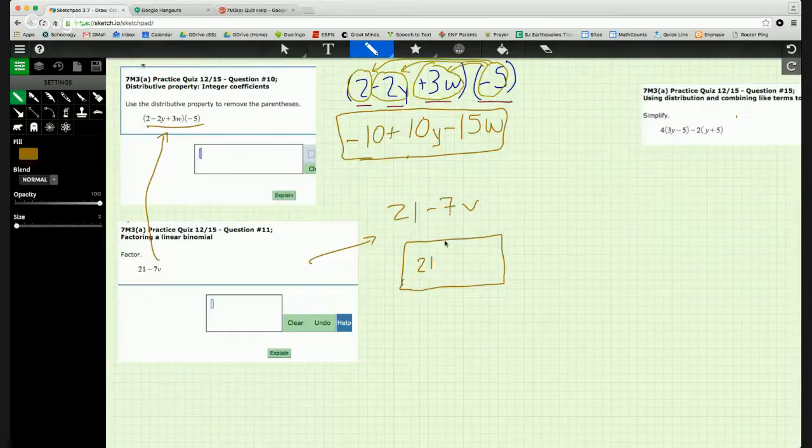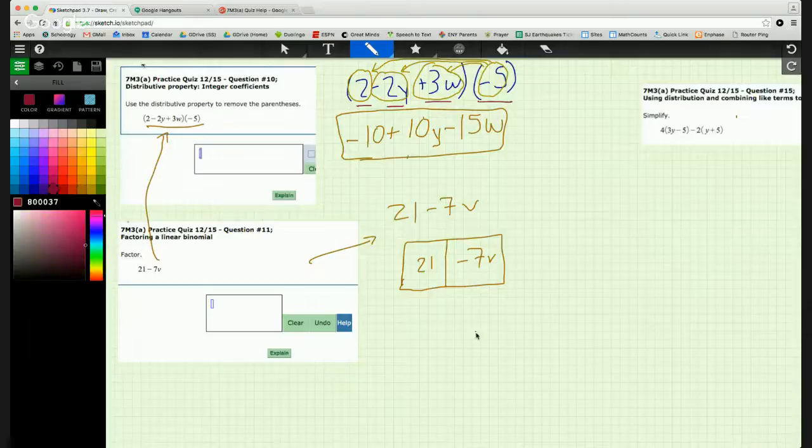And we did this in class. Negative 7v. And on the outside, then we're going to have something times something minus something. So what we want to do here is we want to find the biggest number. What's the biggest number that can divide both pieces?